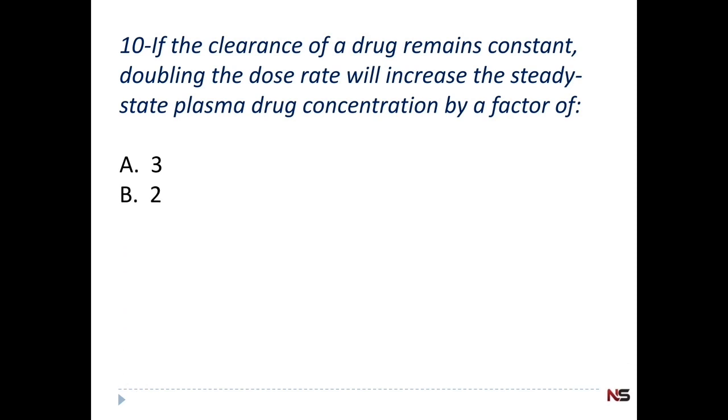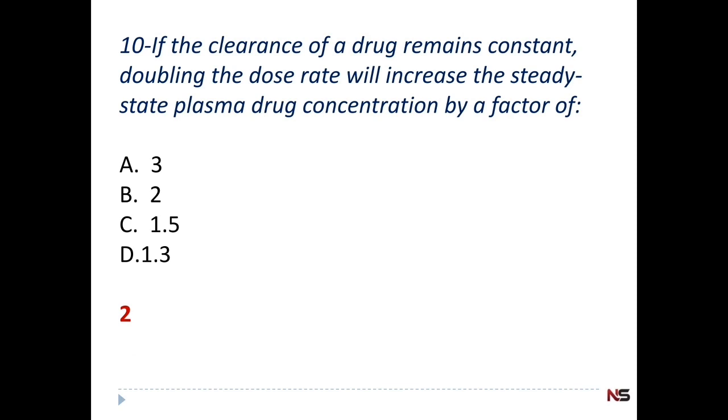The second option is 2. Option C, 1.5, option D, 1.3. The correct answer is 2. If we double the dose rate, the steady state plasma concentration also doubles if the clearance of a drug remains constant.